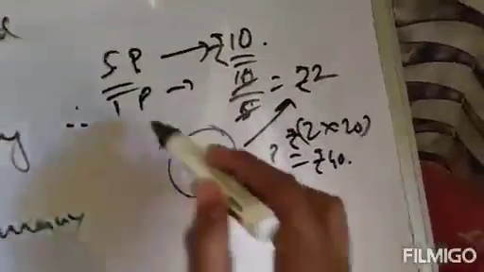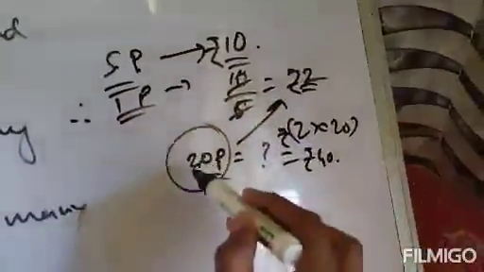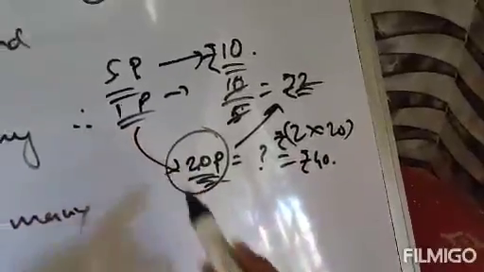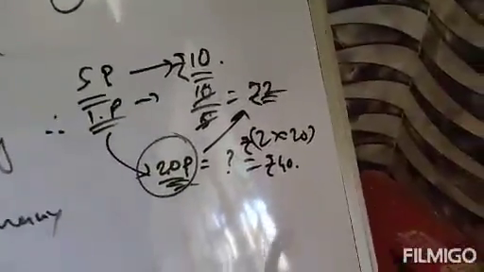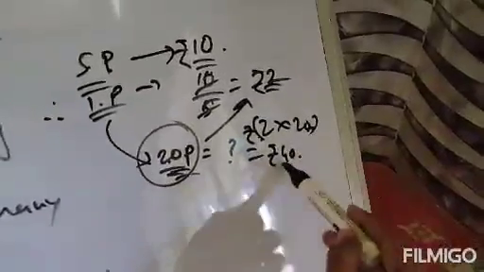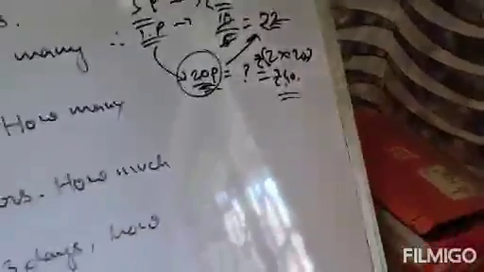Then the cost of 20 pens: if the cost of 1 pen is rupees 2, the number of pens increases from 1 to 20, so the cost will also increase. If the cost increases, we multiply, so 2 into 20, that means 40 rupees.